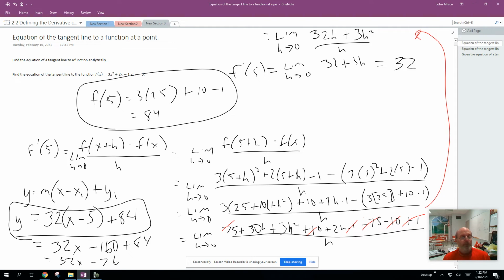You're going to find the point on the graph at that x value. We found the point (5, 84). Then we're going to find the derivative at the x value for the function using the limit definition. Then we're going to use that for the slope of the line. Plug in the point that we found into the point-slope formula for the equation of a line, and that's how we find the equation of our line.